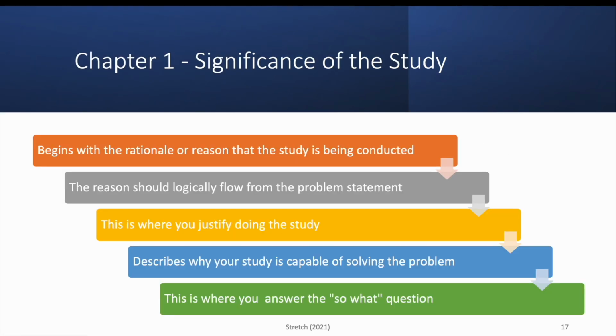Significance of the study is ultimately who cares about it? Like, who's going to benefit from you doing this study and how? The so what, right?